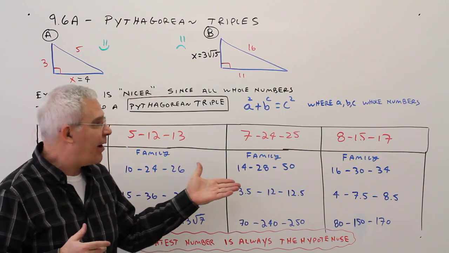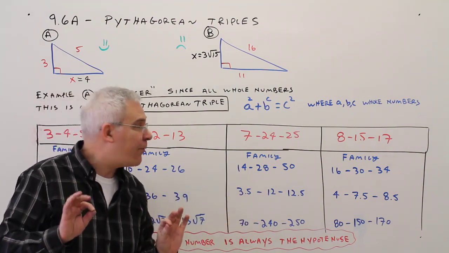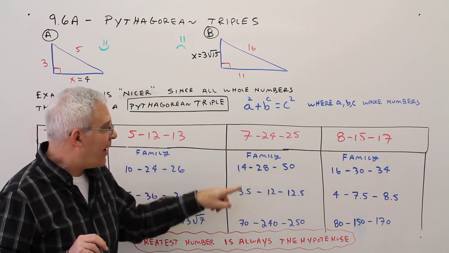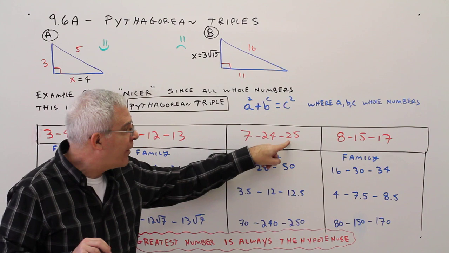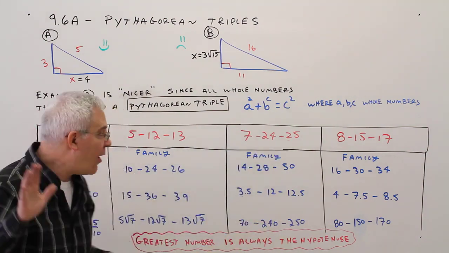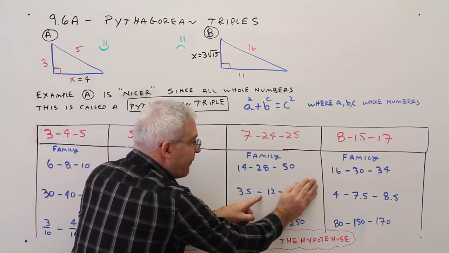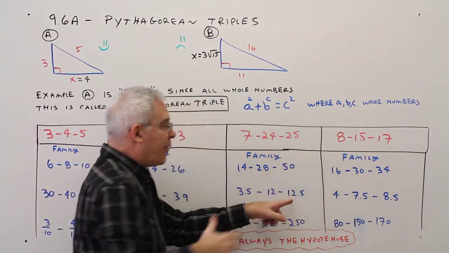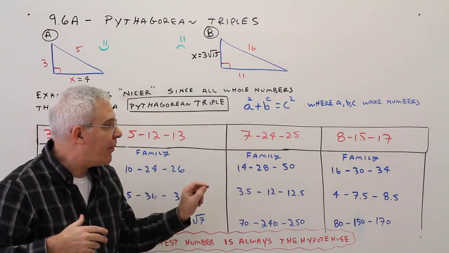One thing I want to point out over here, just because you see decimals in a problem does not mean they're not friendly. For example, 7 divided by 2 is 3.5, 24 divided by 2 is 12, 25 divided by 2 is 12.5. So if I ever saw a right triangle missing the hypotenuse with legs of 3.5 and 12, I could say, oh, it's going to be 12.5 because it's related to that Pythagorean triple.